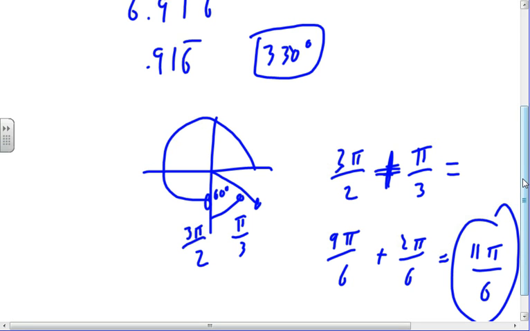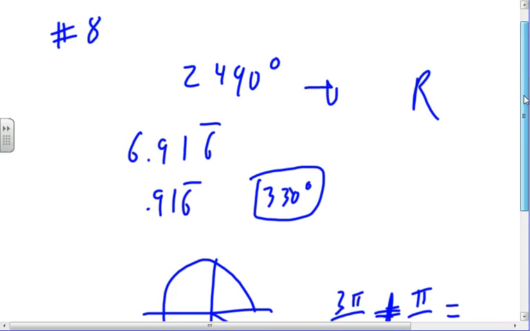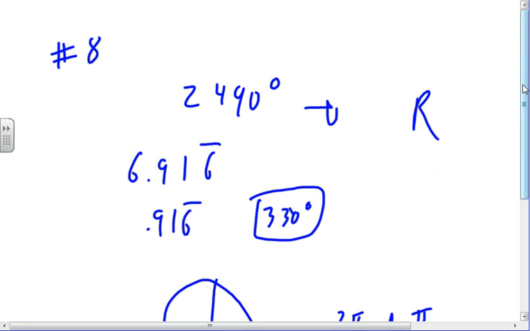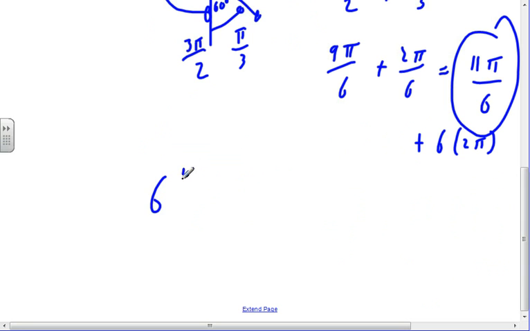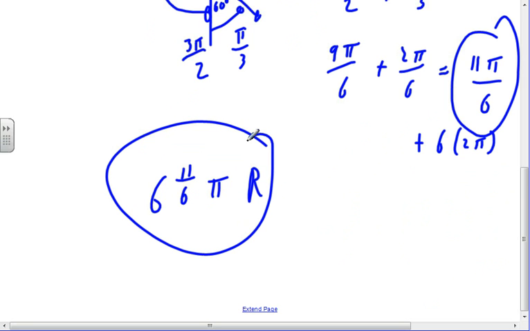Okay, well, is that the real answer, though? That's probably not good enough. We probably have to add back to that the 6 times 2 pi I took away, right? So if I add, I'd have 6 and 11/6 pi radians. There we go. Now I'm done. Well, that was a pain. Why would I want to do that?